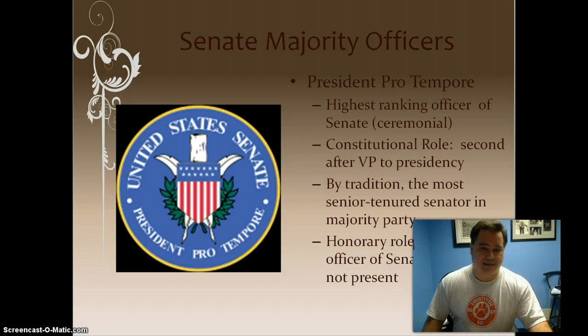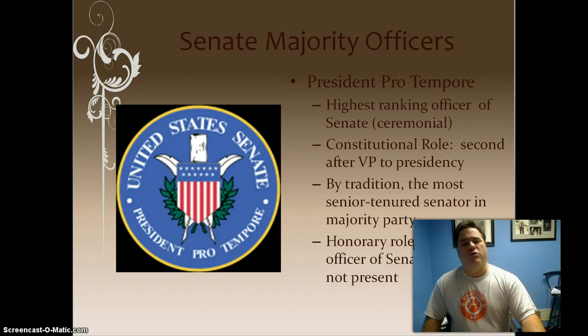Okay, what a great guy to have taking over the government, right? The oldest member of the majority party. Hey, that's the system we've got. Now, again, this is an honorary role. They're often the presiding officer of the Senate when the Vice President is not present.